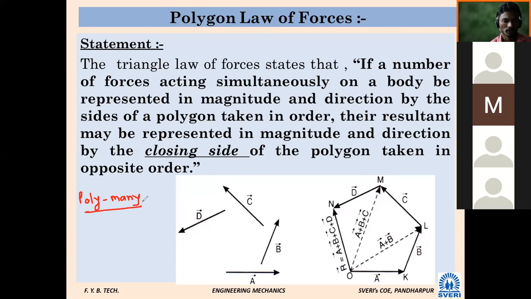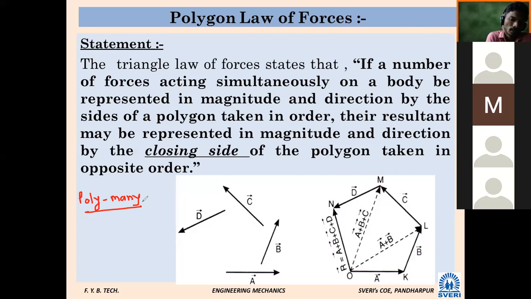Means if a number of forces acting simultaneously on a body are represented in magnitude and direction by the sides of a polygon taken in order, their resultant may be represented in magnitude and direction by the closing side of the polygon taken in opposite order. So in the first figure, force A, force B, force C, force D, four different forces are shown by their lines of action A, B, C, D, and its closing side.